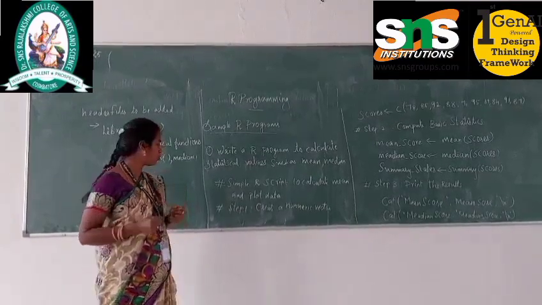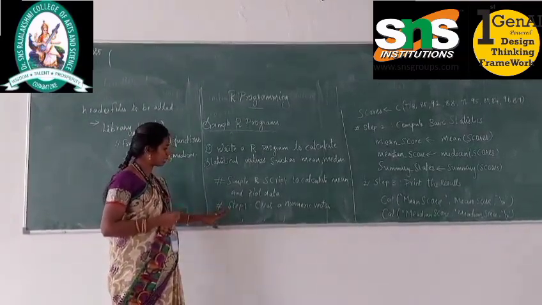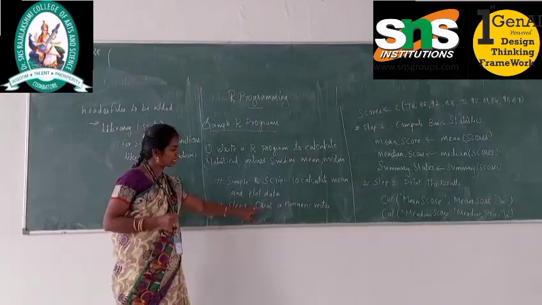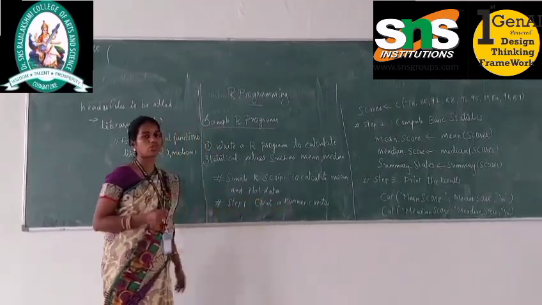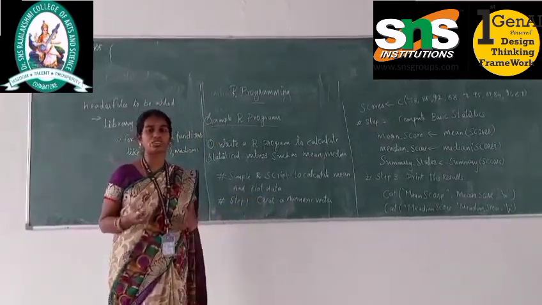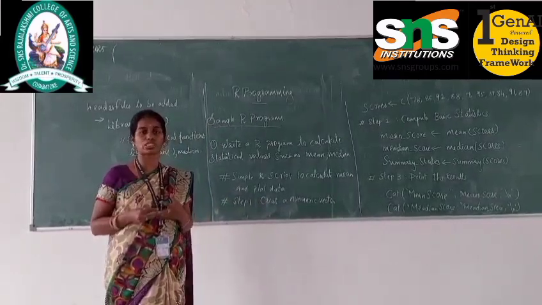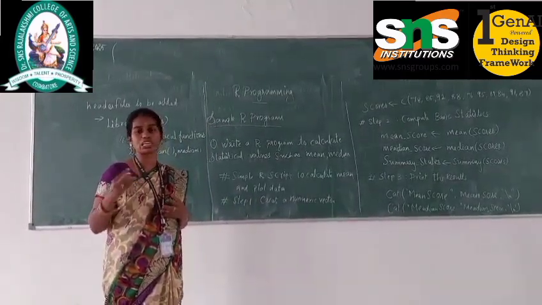In the second comment line I have written: create a numerical vector. For calculating the mean and median values we need some input values, so we have to create that numerical vector of values.